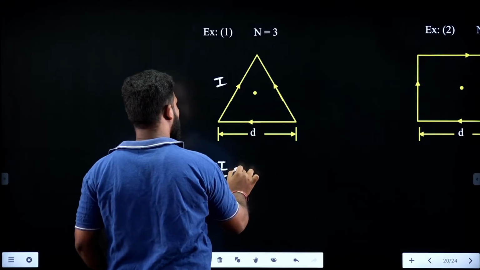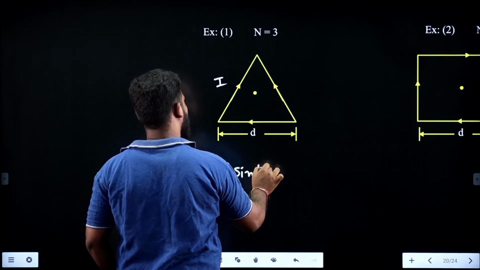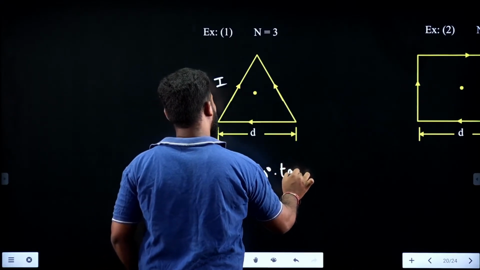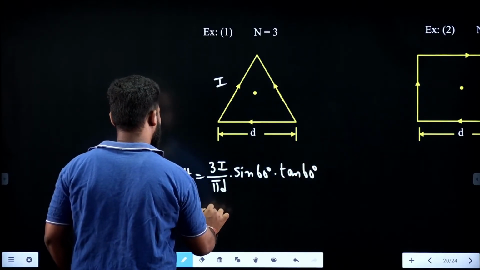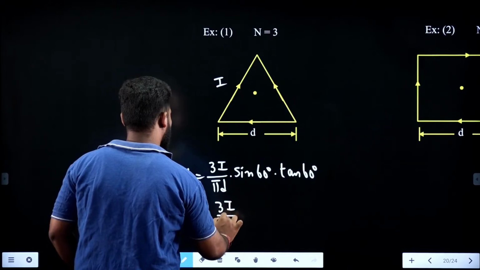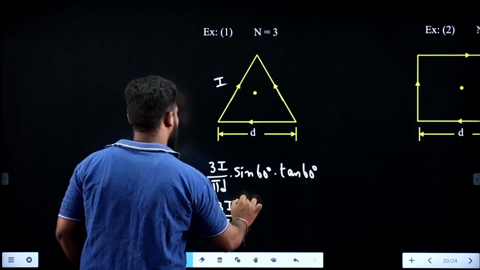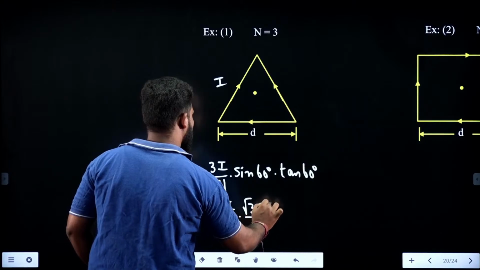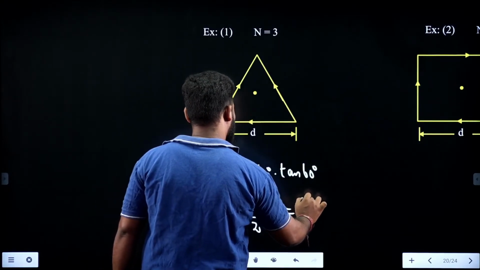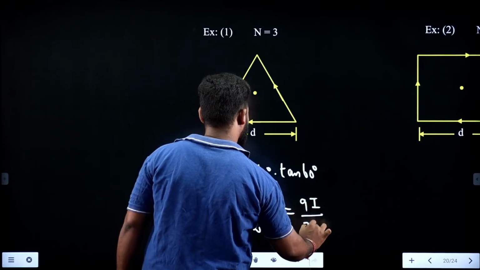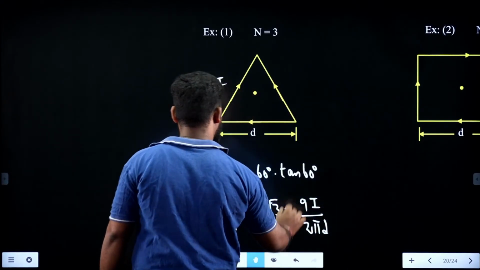What is the sine of 180 by 3? Sine 60 into tan 60. So which is equal to 3I by pi d, root 3 by 2 into root 3, which is 9I by 2 pi d.